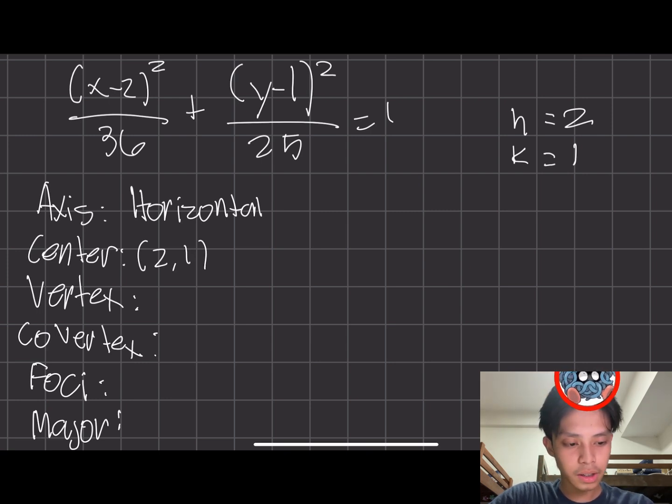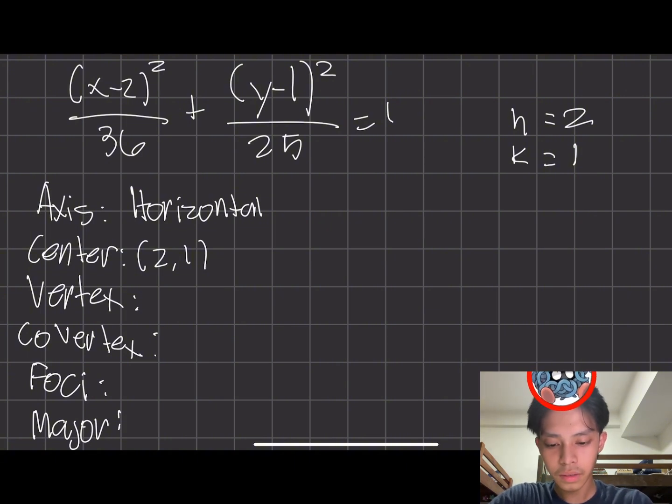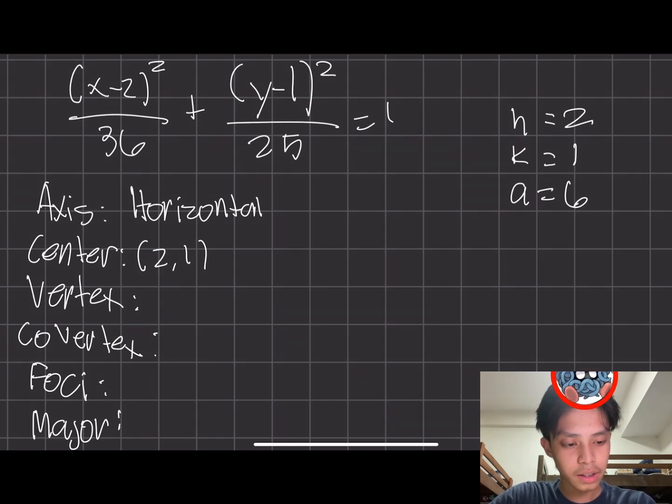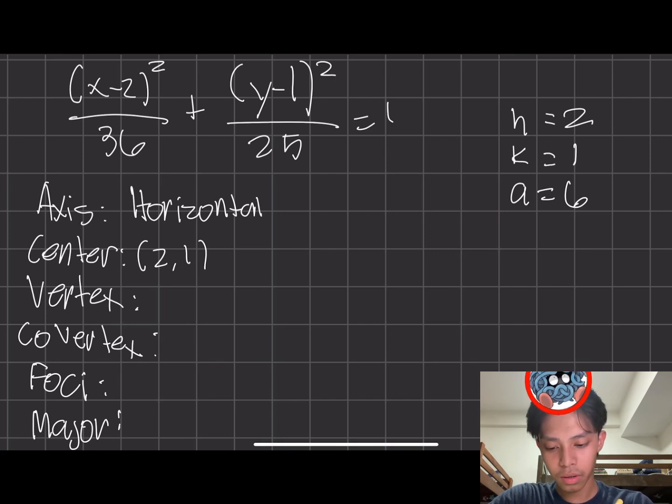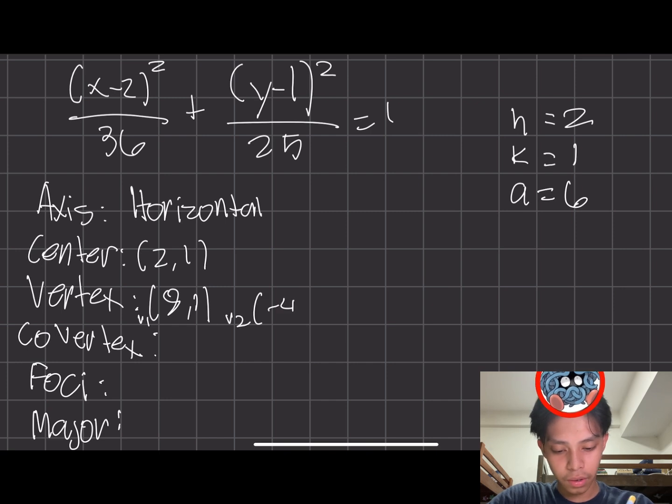For the vertex, let's first find the a. How do we find a? Let's find the square root of 36, which is 6. We write a equals 6. 6 plus 2, we add it on the left hand side. 6 plus 2 is 8, and copy 1. So for vertex 2 it is 6 minus 2, which is -4, and copy 1.